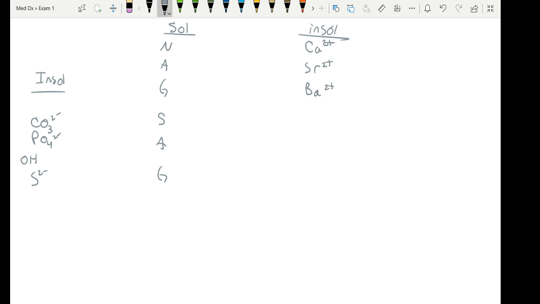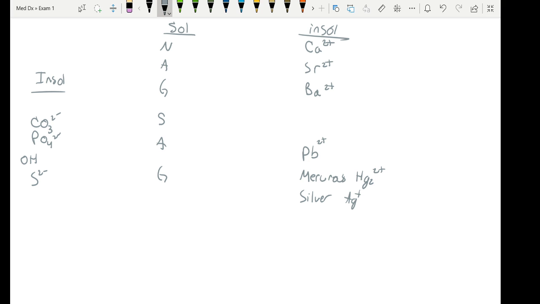And then you're going to have PMS, which is mercurous here, which is Hg2. And then you got silver, which is your Ag here.